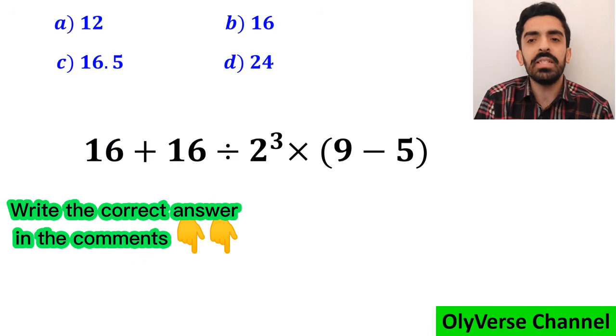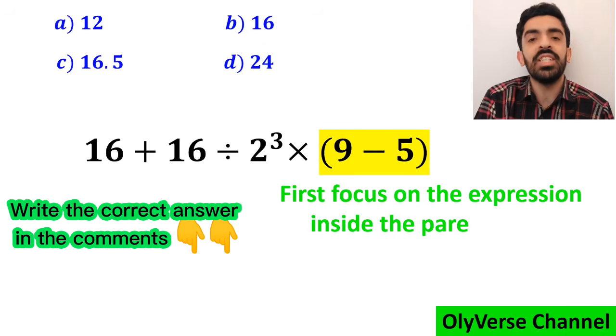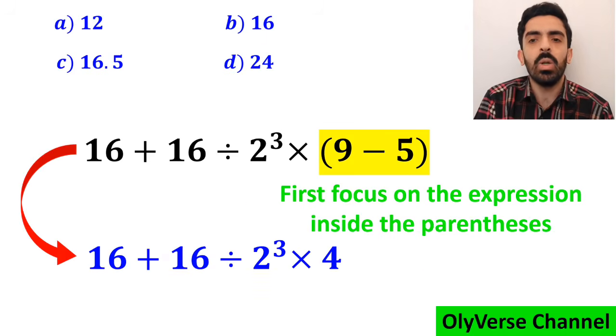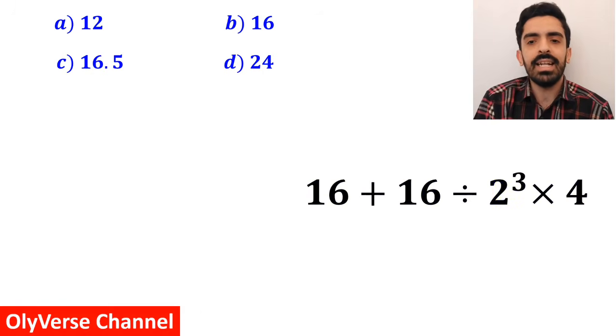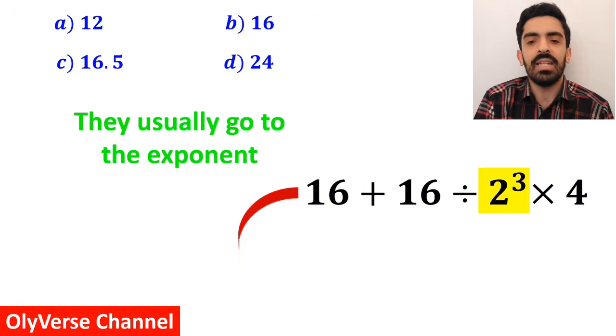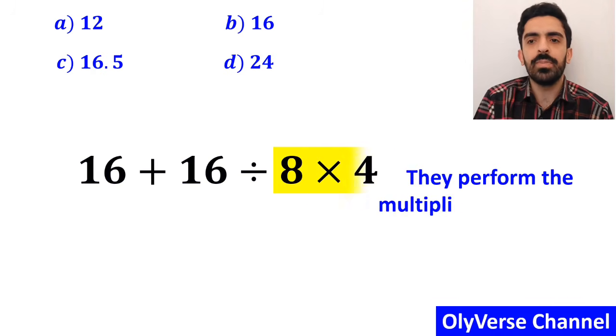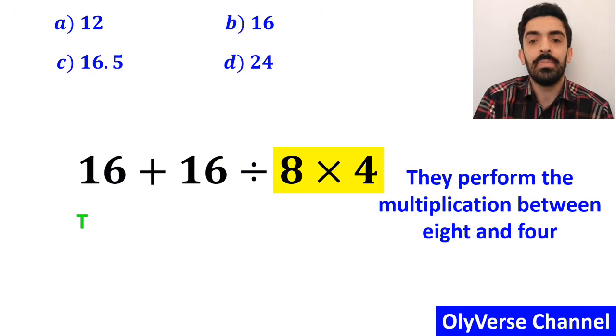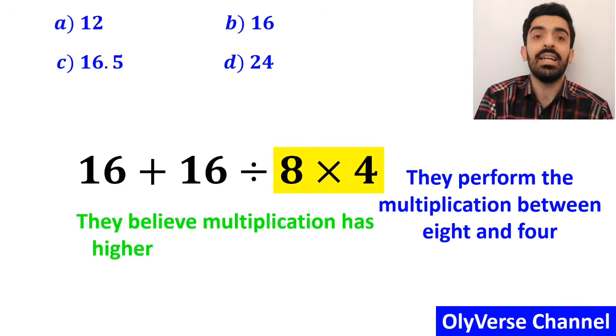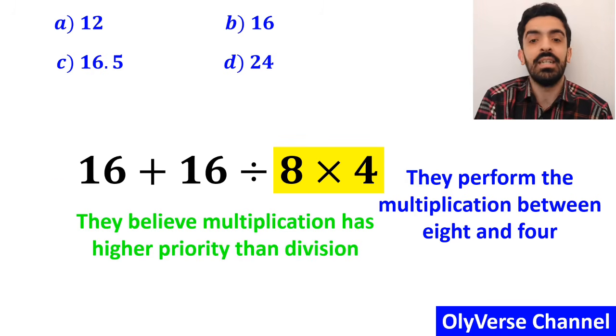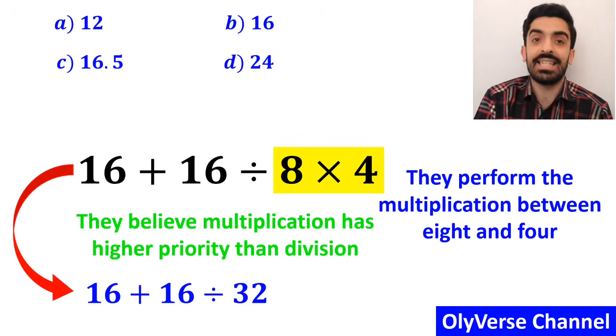Also, some other people when solving this question first focus on the expression inside the parentheses and replace the whole expression with 16 + 16 ÷ 2^3 × 4. And the next step, they usually go to the exponent and simplify to 16 + 16 ÷ 8 × 4. Then, they perform the multiplication between 8 and 4 because they believe multiplication has higher priority than division. So, they rewrite this expression as 16 + 16 ÷ 32.